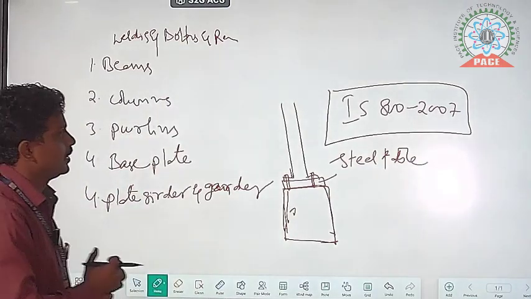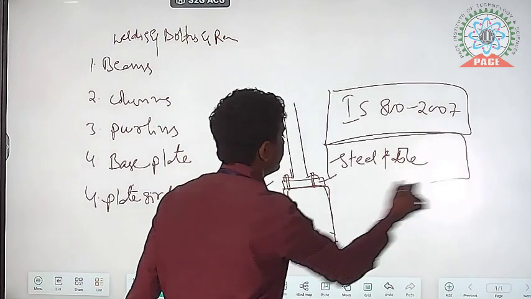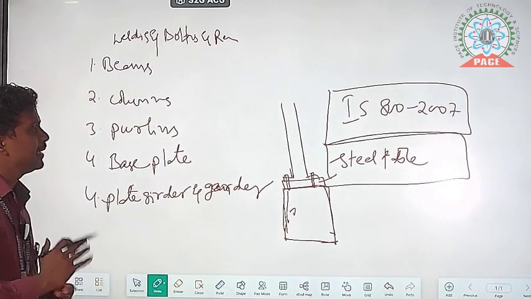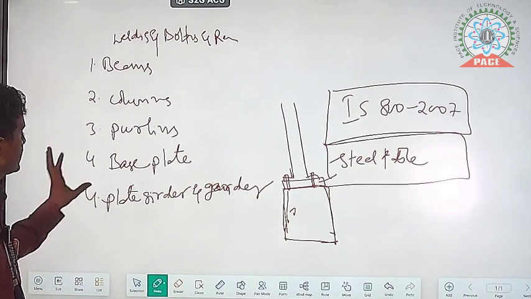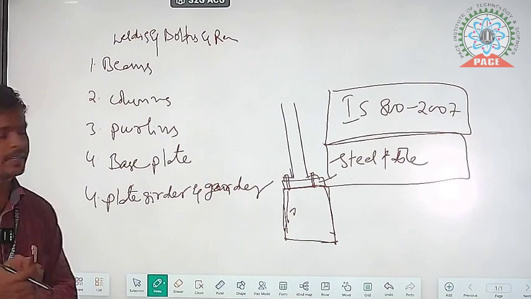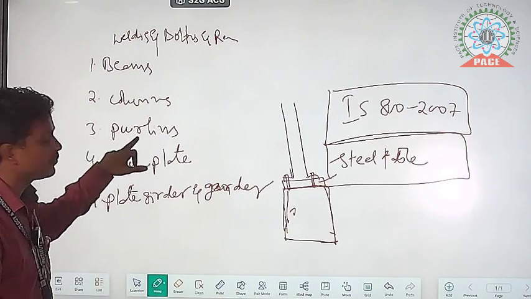And different code books are also there. For purlins also there is one more code book. Why? Because due to the wind load, definitely the structure may fail. So for that purpose, for purlins also we have another code book. So like that we need the code books. With those code books we have to design the whole steel structure.